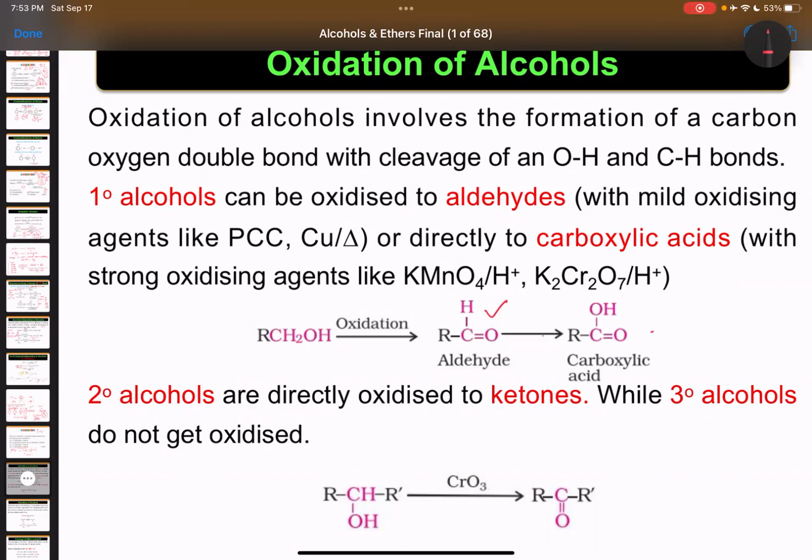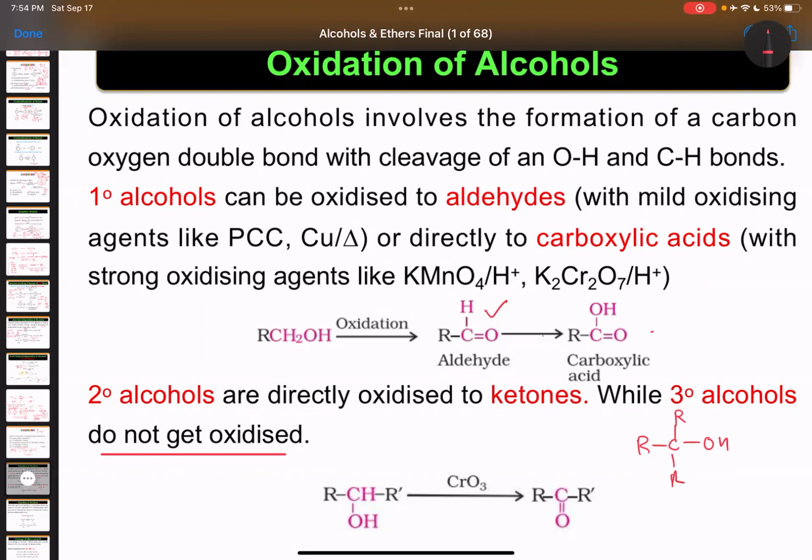And what about tertiary alcohols? Tertiary alcohol will not undergo oxidation. Why? They do not get oxidized because the carbon has no hydrogen. That's why.